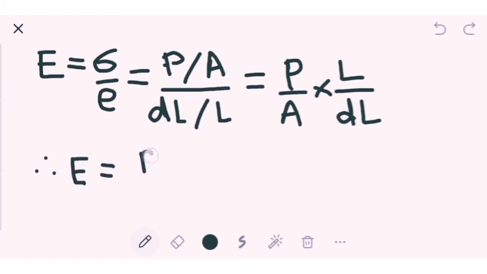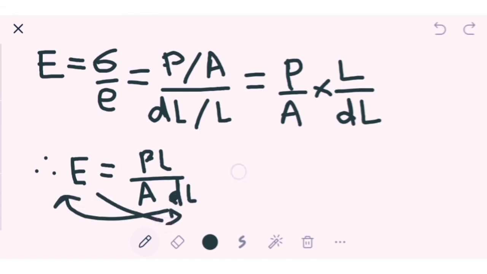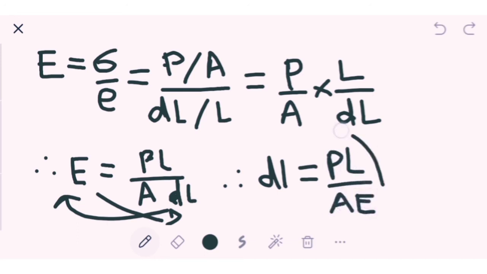E is equal to PL upon A into delta L. Now let's shift this delta L on the left hand side and take this E on the right hand side. We'll get our equation delta L is equal to PL upon AE. Hence proved.